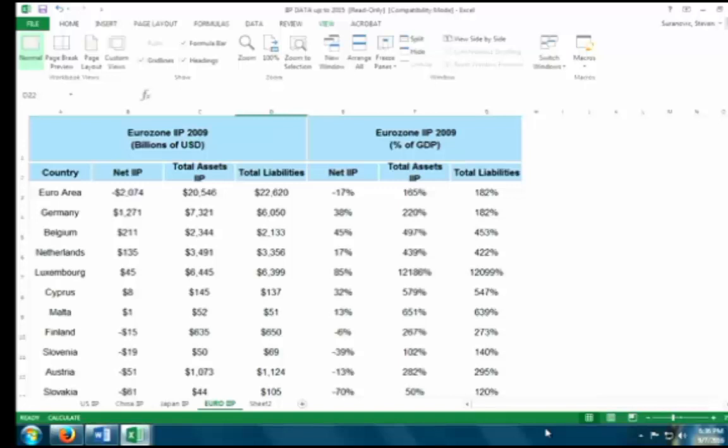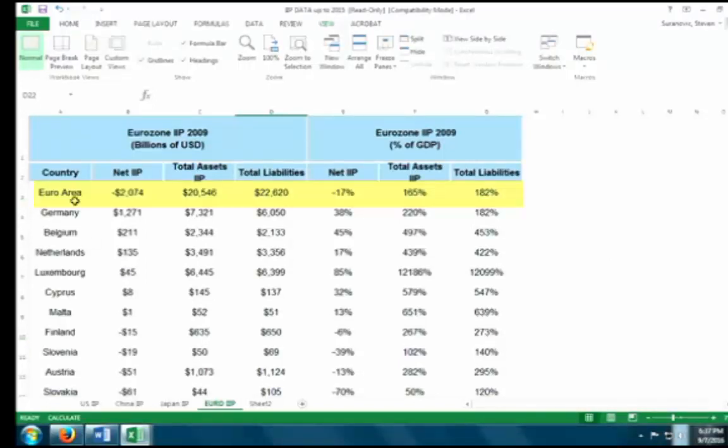It is always better to look at these data as a percent of GDP, because that gives you some measurement or some comparison to kind of the ability to repay, if you will. It's kind of a measurement relative to the income, and so it tells you something about how big of a debt the country happens to be in.